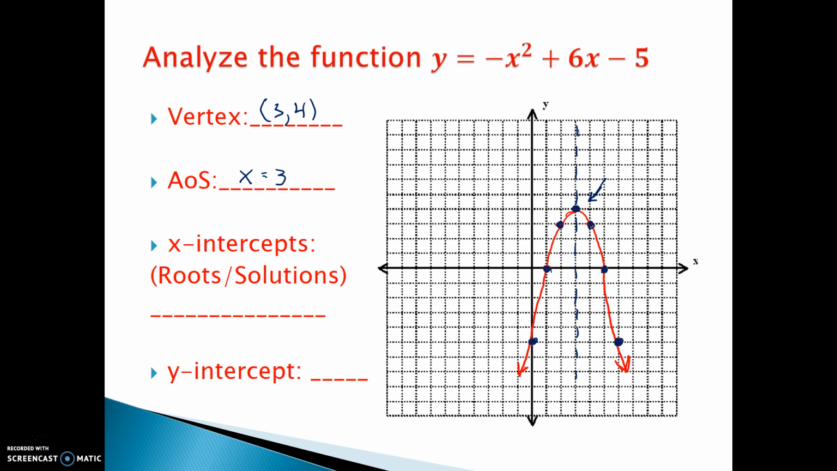Now my roots, again, where does this cross the x-axis? So it crosses here at this point, and it crosses at this point over here. So again, let me take this one on the left first. This is going to be over 1, and we stay at 0. So this is 1, comma 0 for my roots, solutions, x-intercepts. Again, it means all the same thing. The next one, it's going to be over 1, 2, 3, 4, 5. So it's going to be at 5, comma 0.